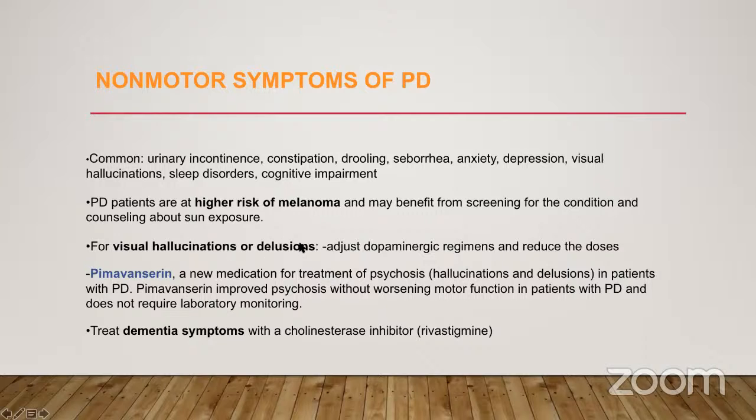Regarding visual hallucination and delusion, we can treat it by adjusting the dopaminergic regimen, or maybe decreasing the doses. And we have a new medication called pimavanserin. It helps to treat psychosis, and the good thing about it is that it does not require any laboratory monitoring. Also, if the patient has dementia symptoms, we can use a cholinesterase inhibitor like rivastigmine.